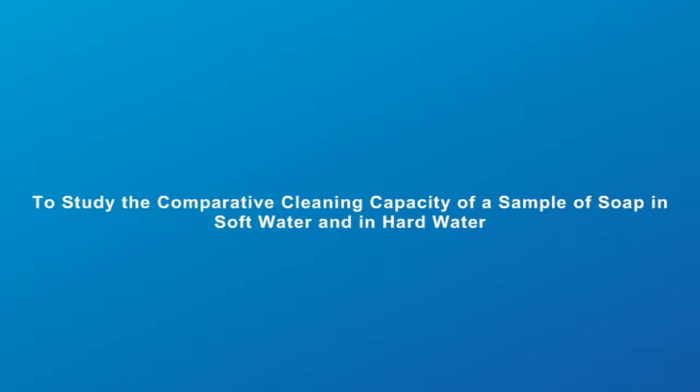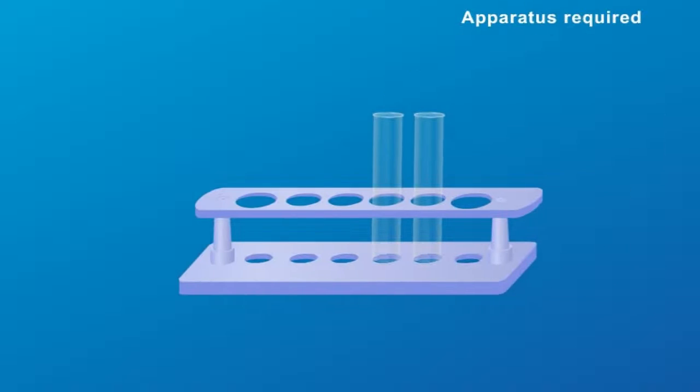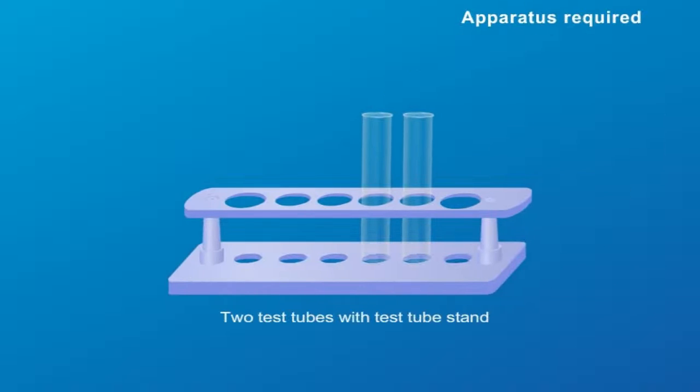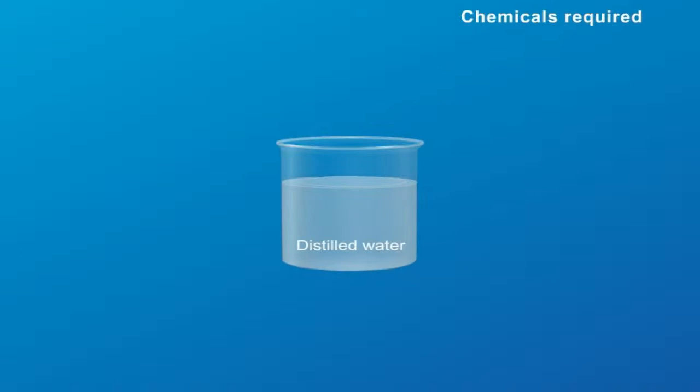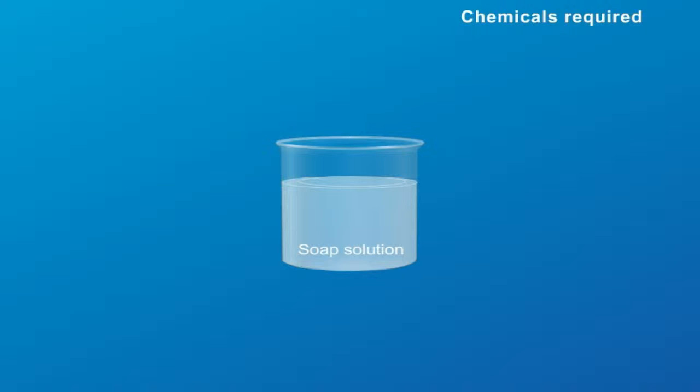To study comparative cleaning capacity of a sample of soap in soft water and in hard water. Apparatus required: two test tubes with test tube stand, a dropper. Chemicals required: distilled water, hard water, soap solution.